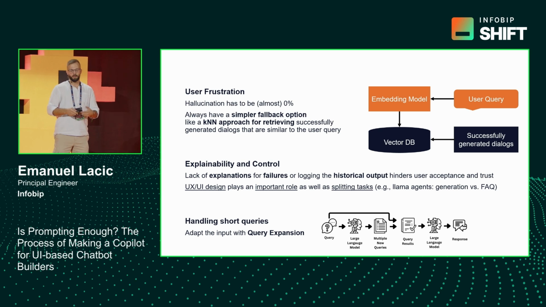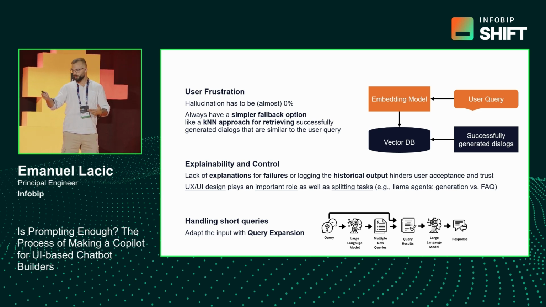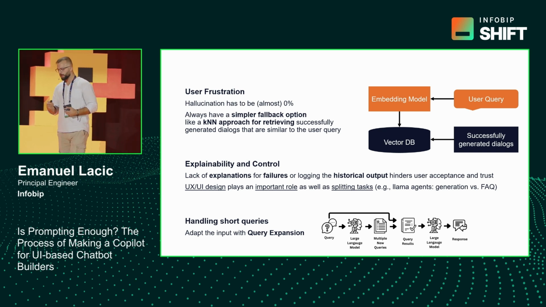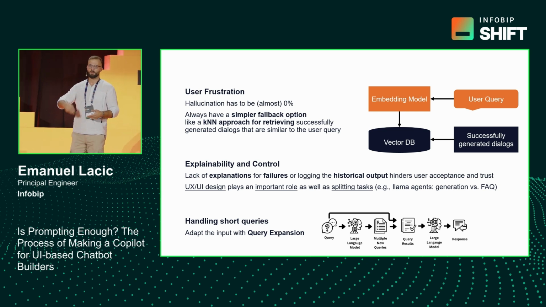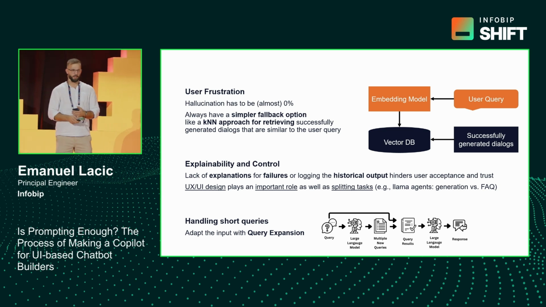The second thing is that we saw the need for explainability and control for the user. Basically, the lack of explanations when a Copilot fails and doesn't generate something meaningful really hinders user acceptance and trust in the system. It also really helps to show the user the timeline: hey, you typed this, you generated this. Then the user is more likely to use the Copilot.